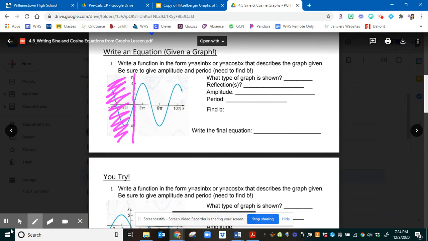So first of all, what I would take a look at is figure out what type of graph it is, okay? So because I start at the origin, I know that this is a sine curve.